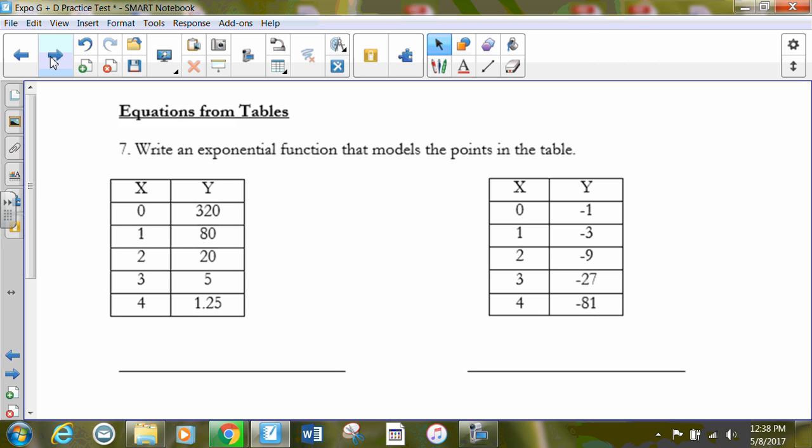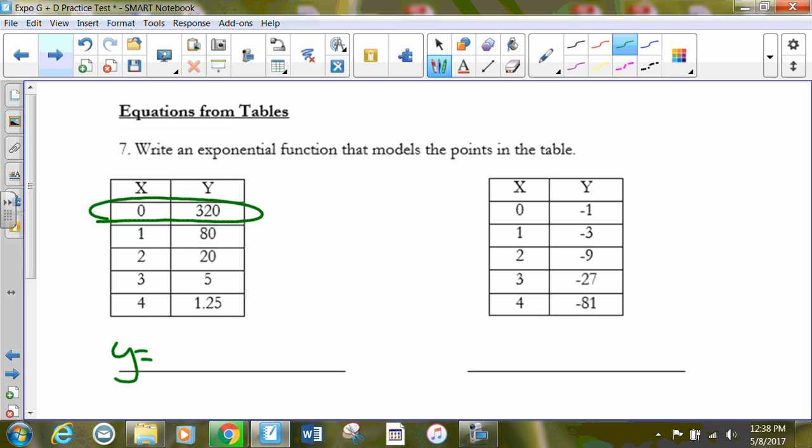All right, equations from tables. So we're looking for a few things. We're looking for initial value, and we know that initial value means in the beginning, initially, before time begins, and that's always going to be when your x is 0. That's your y value is going to be your initial value when x is 0. We're going to need a multiplier or a growth or decay factor, and of course we always have x.